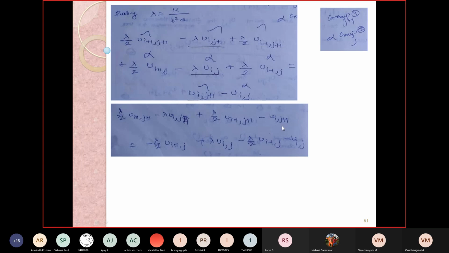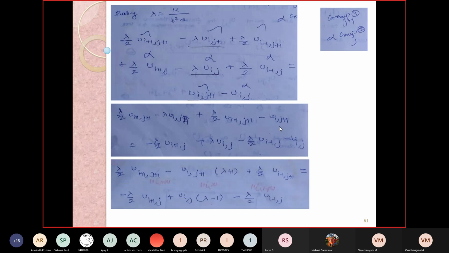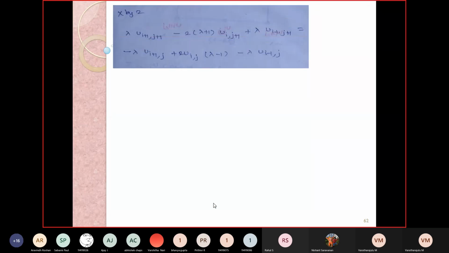Similarly, here we have four different terms, and from these two terms, that is minus lambda u(i, j+1) plus u(i, j+1), I am taking u(i, j+1) out, and here I will get lambda plus 1. Similarly, in the RHS, I am keeping u(i, j), taking u(i, j) out, and I will get lambda minus 1. And this is the newly derived equation.